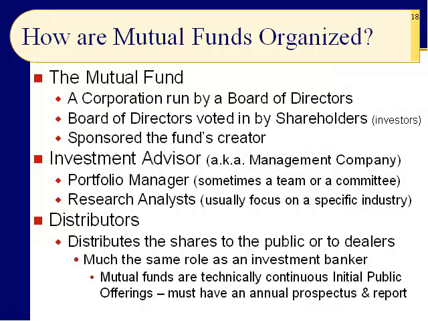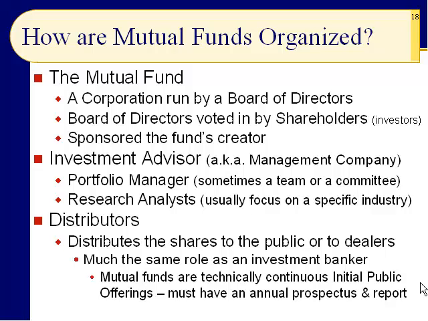Slides 18 and 19 now are just what we just discussed on slide 17. The mutual fund is the corporation run by the board of directors on behalf of the shareholders. The investment advisor is the management company that makes the decisions. Portfolio managers, sometimes a team or a committee, make the decisions about what stocks or bonds to buy, and then they have teams and entire groups of research analysts who go out there and knock on the doors and bring back the information. The distributor distributes the shares to the public.